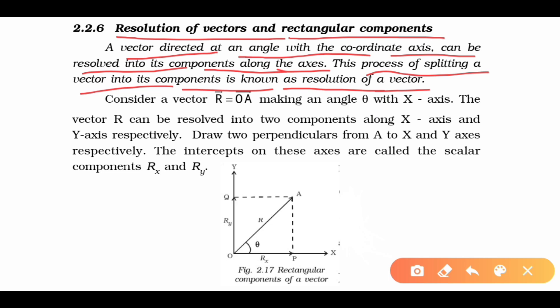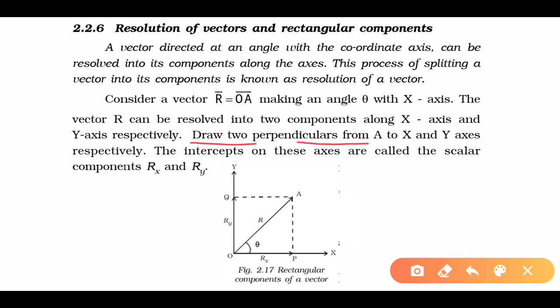If we are splitting a vector into its components corresponding to the x and y axes, this procedure is known as resolution of vector. Consider a vector R equals OA, as shown in the figure, making an angle with the x-axis. The vector R can be resolved into two components along the x-axis and y-axis respectively.